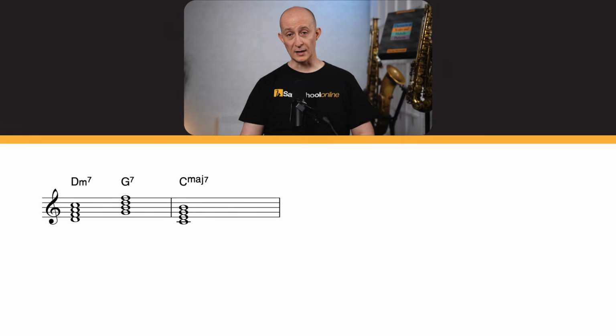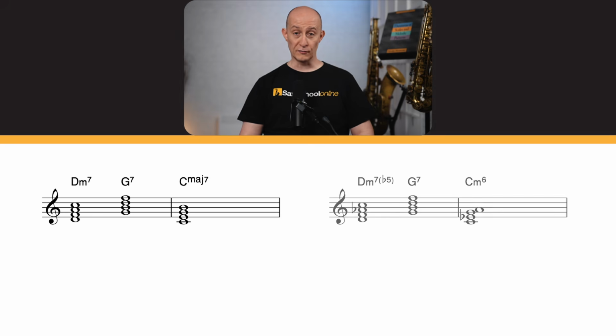We're used to progressions like 2-5-1s. So maybe we've got a 2-5-1 in C major, and that'd be D minor 7, G7, and C major 7. Now we could also have a 2-5-1 in a minor key, let's say C minor, which would be D minor 7 flat 5 or D half diminished, G7, and then to C minor, our 1 minor chord.